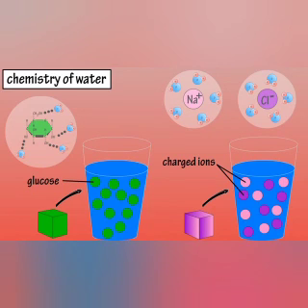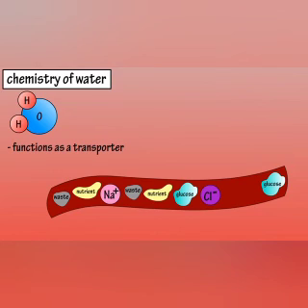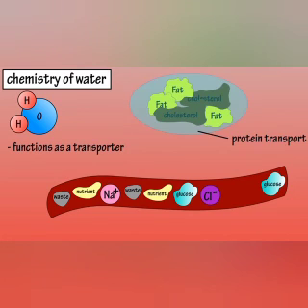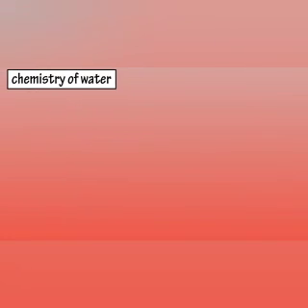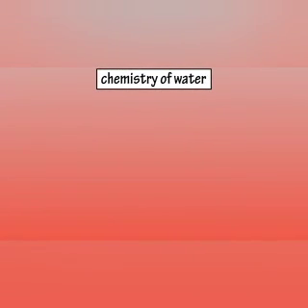This property of water allows it to function as a transporter, as water-based fluids, such as blood, transport substances dissolved in water throughout the body. Nonpolar hydrophobic substances, such as fats and cholesterol, that do not bond with water, must be enclosed within a transport protein molecule to be transported within blood. And that is the basics of the chemistry of water.